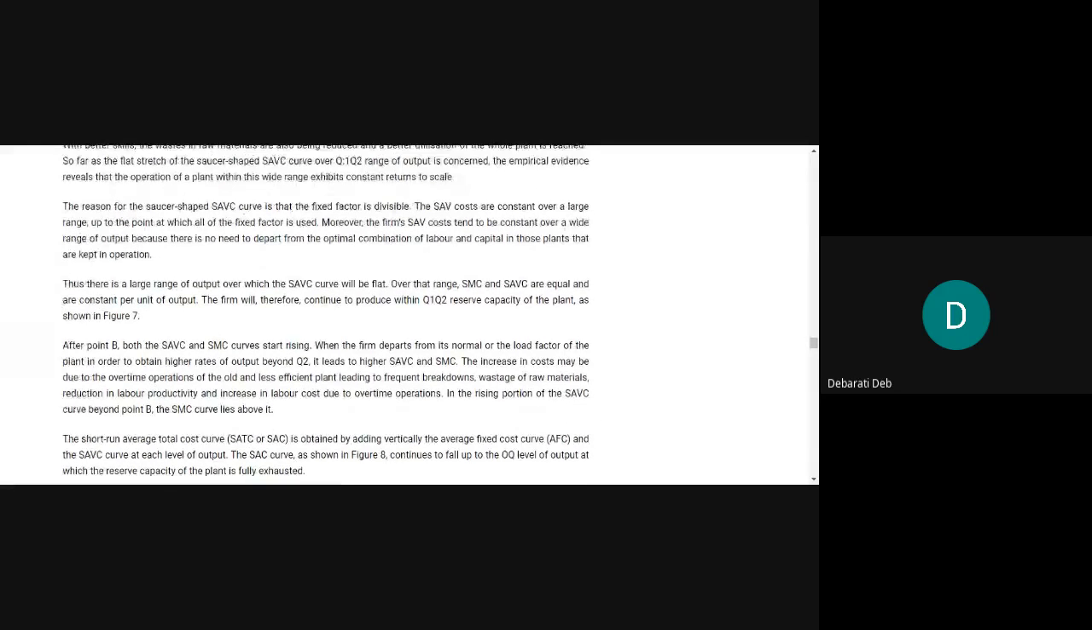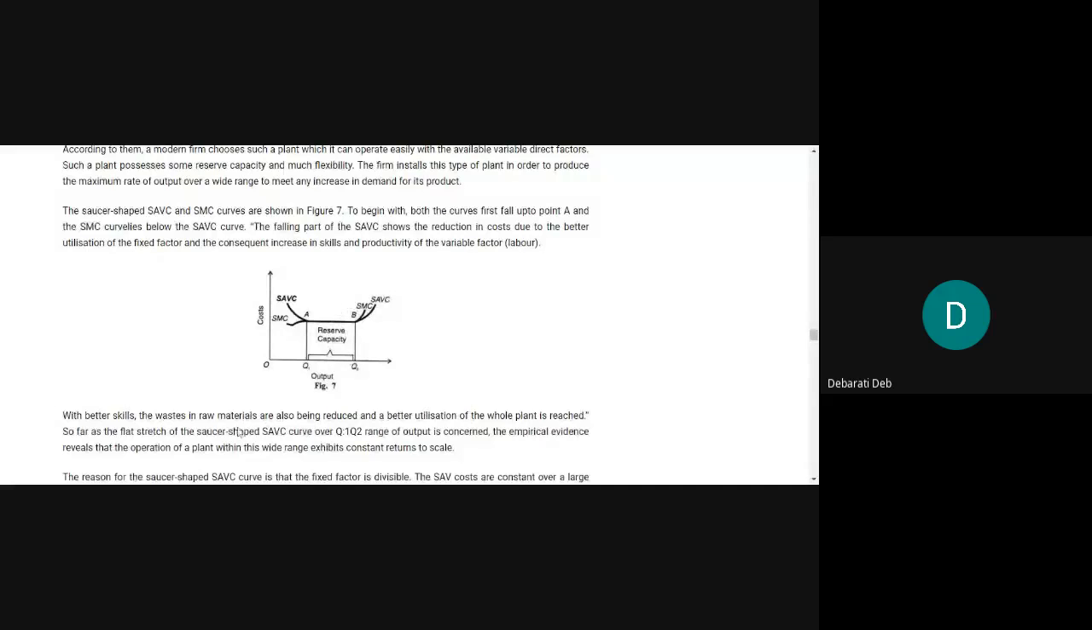After point B, where was point B? Point B was at the end of the output Q2, the end of this range. The start of this range was A, till which SAVC and SMC were falling, but SMC will be lying below SAVC, and then from point A till point B, both SMC and SAVC will be the same.